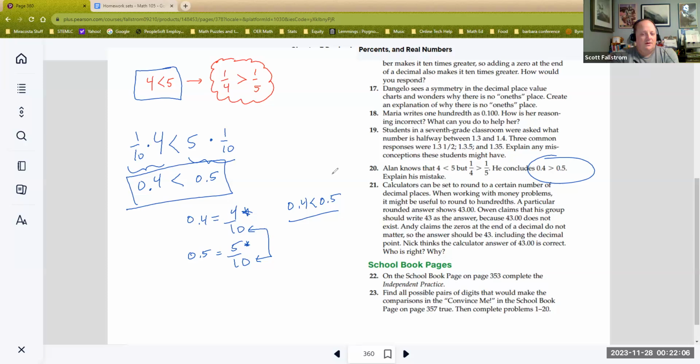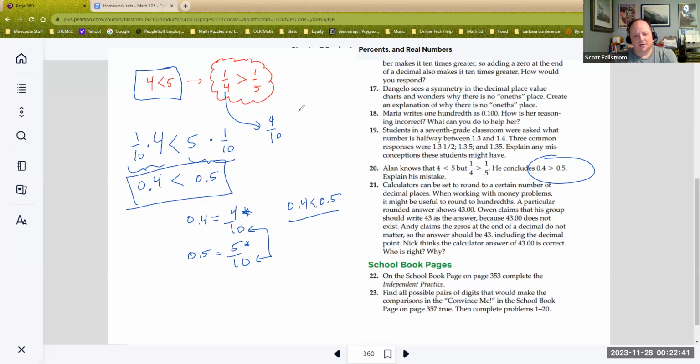Now, to me, I'm not 100% sure what Alan's doing, other than maybe looking up here and saying, aha, 1/4, that must be 4/10. Or maybe even thinking that 1/4 would be 0.4, perhaps, and 1/5 would be 0.5. That's going to be an issue, right? So we want to check and see what is going on with your understanding, Alan, about 1/4 and the decimal number that is created from that one.